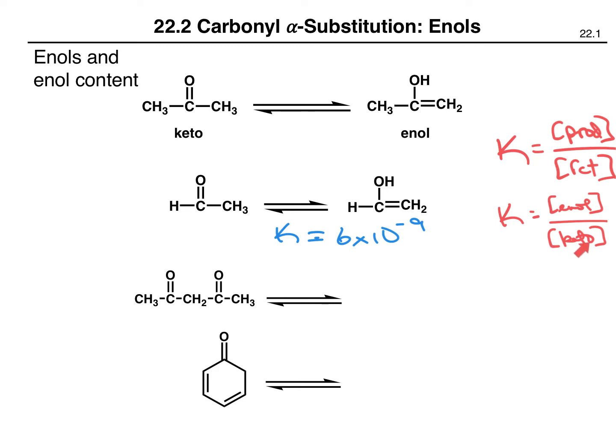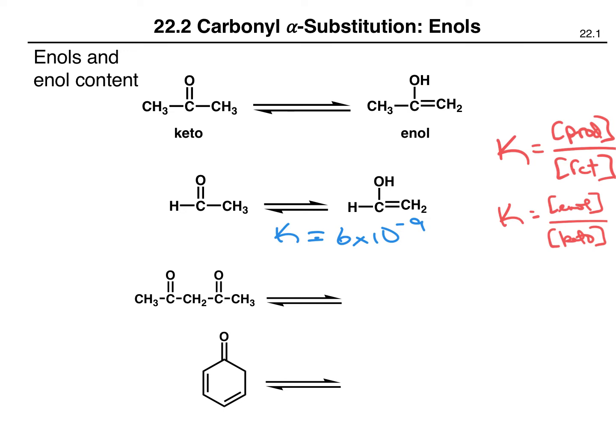Most of this exists as the keto form. This is what we're going to have for all simple aldehydes and for all simple ketones. Lots and lots of keto form, very little enol form. And in general, this is because a carbon-oxygen double bond is stronger than a carbon-carbon double bond. But there are exceptions, of course.